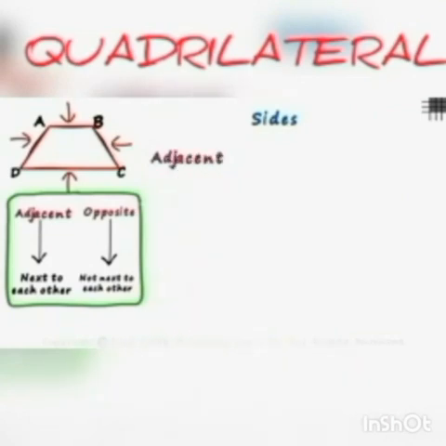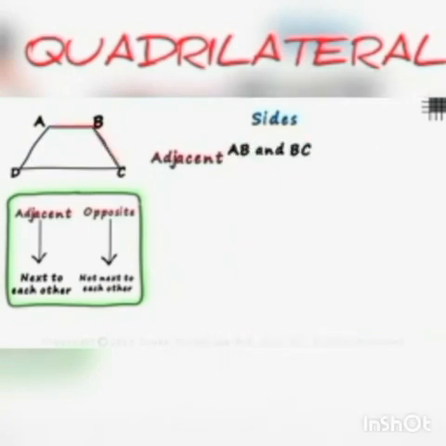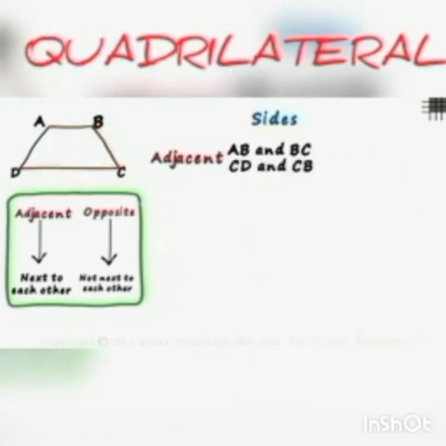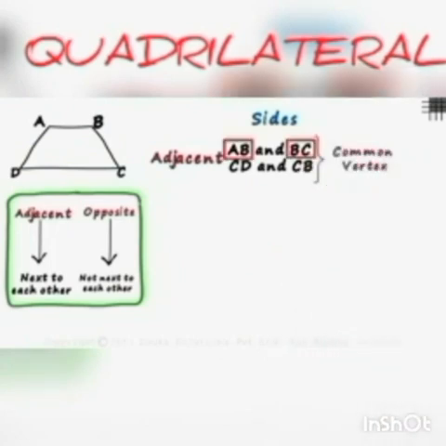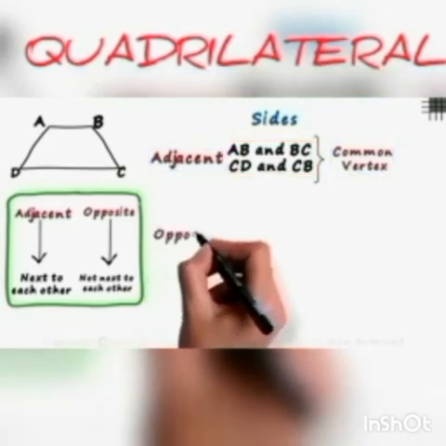We can say that AB and BC are adjacent. Similarly, CD and CB are adjacent. These two sides and these two sides are also adjacent. If you observe, you can see that each of these pairs has a common vertex, B and here C. All adjacent sides will have a common vertex.